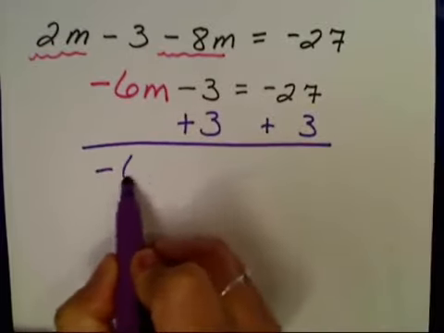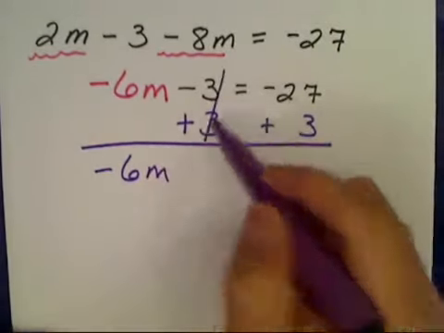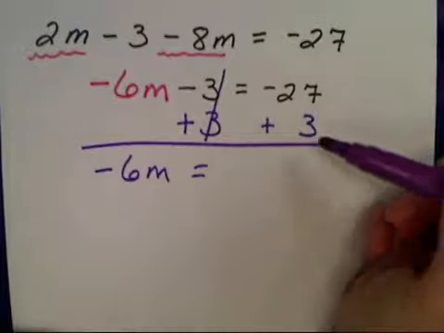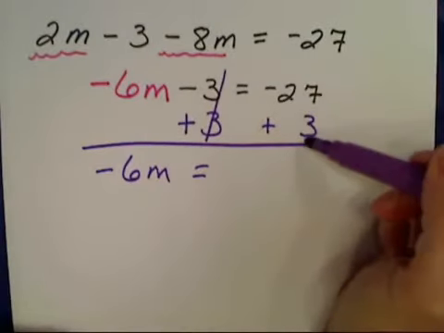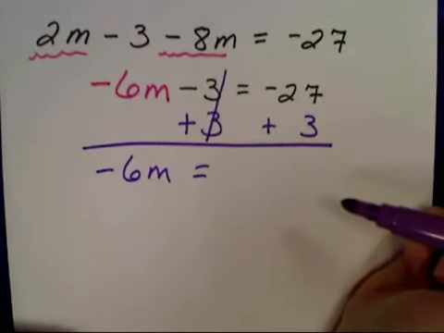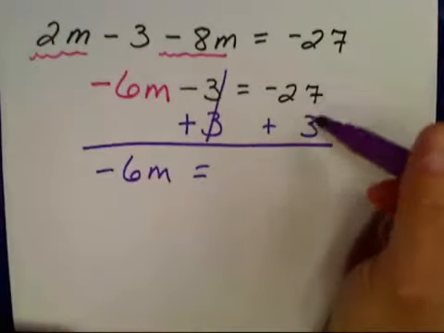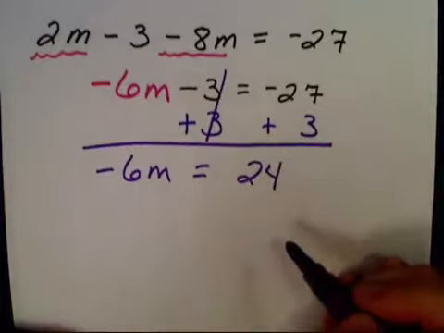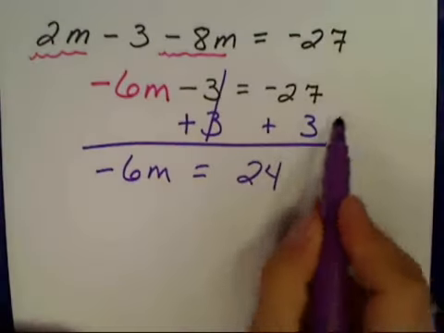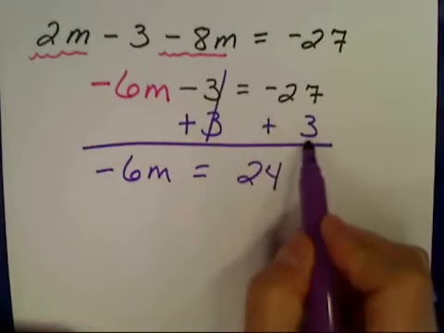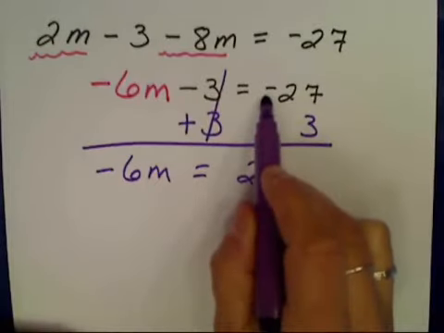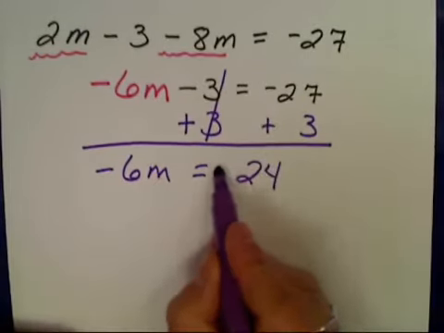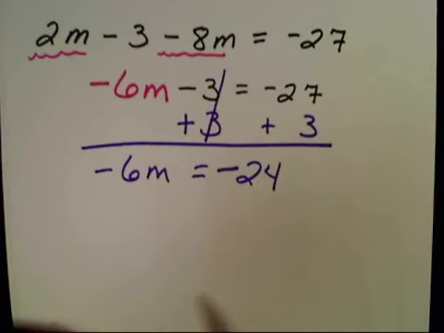That leaves us with a negative 6m on this side is equal to... Now on the right side I have a negative number and a positive number. When we have one of each sign, we subtract the two numbers and keep the sign of the number that's further from 0. In this case, 27 is a whole lot further from 0 than 3. So the sign on the 27 is negative, so the sign on my answer here is negative.